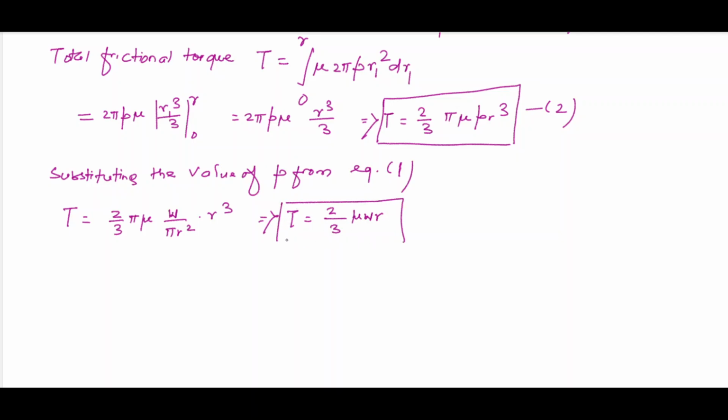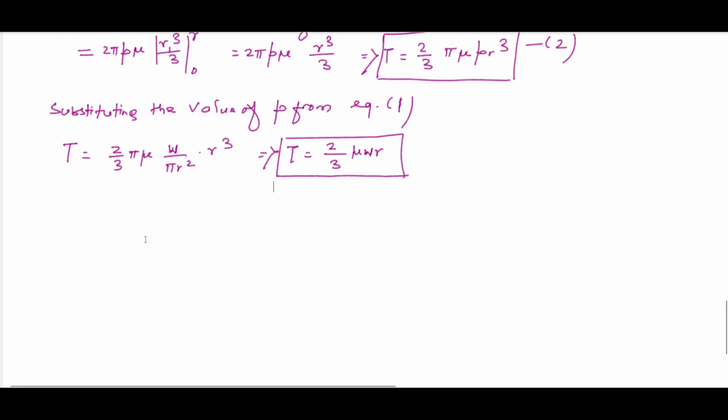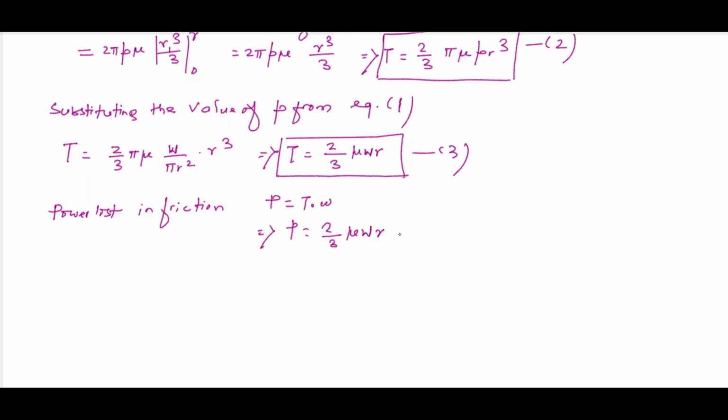Okay, so this is the total frictional torque if you are considering uniform pressure. Let's say this is equation 3. Now the power loss in friction P will be T dot omega. Okay, so this P will be 2 by 3 mu W R into omega.